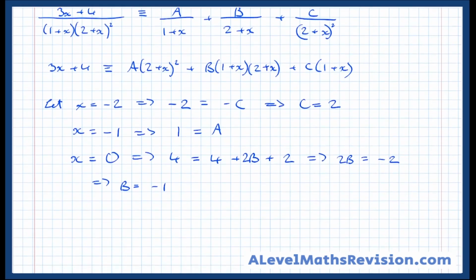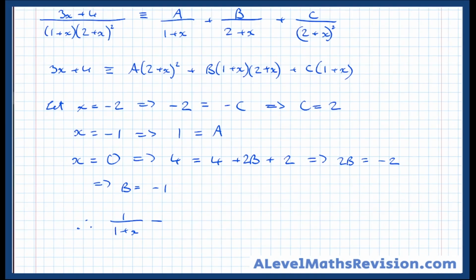So we have it. We can conclude, therefore, it becomes 1 over 1 plus x, minus 1 over 2 plus x. Then c was 2, so plus 2 over (2 plus x)². And there we have it.